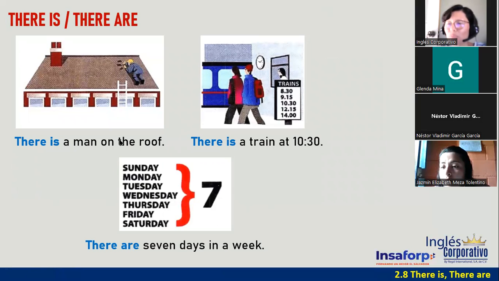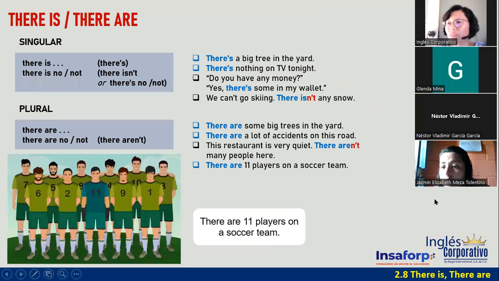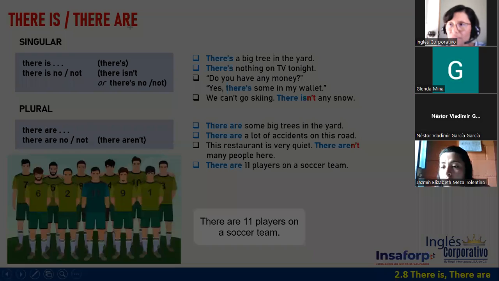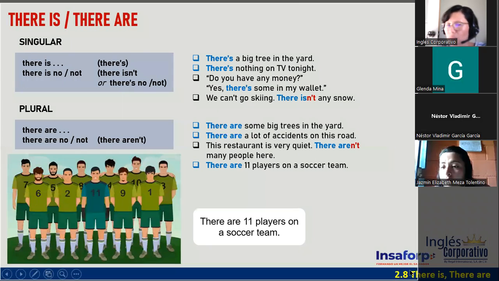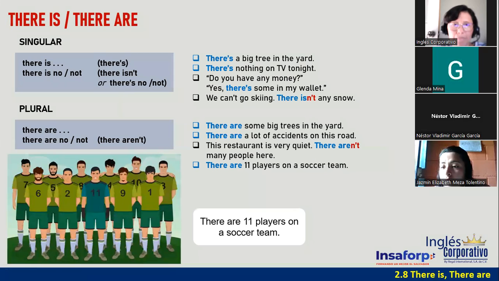¿Ok? Examples. There is a man on the roof. Look. There is a train at 10:30. There are 7 days in a week. Hay, ¿verdad? Okay. Then we have here more information. Si quieren, eso se lo voy a pasar porque no llegamos a esta parte en la clase anterior. Okay, no llegamos hasta aquí. Ahí está. Entonces, we use the structure in that form.